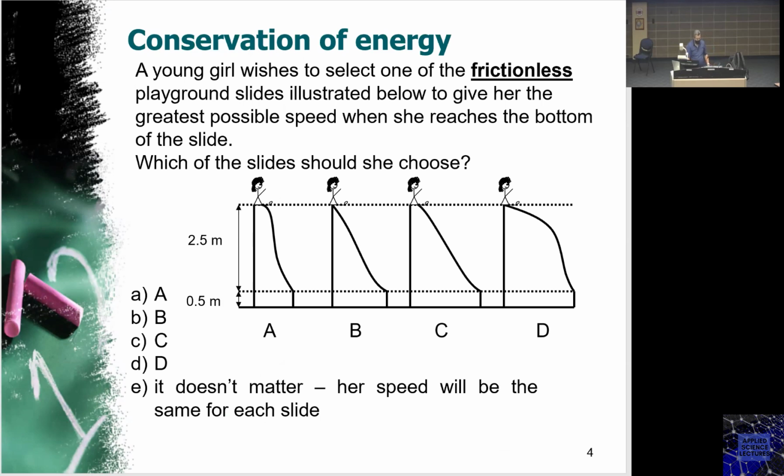In this example, a young girl wishes to select one of the frictionless playground slides illustrated below, to give her the greatest possible speed when she reaches the bottom of the slide. Which of the slides should she choose? Now, keep in mind that the conditions are the same for all the slides, which means she's starting from rest at the top of the slide. All the slides have the same height, 2.5 meter, and she would be reaching the same level at the bottom of the slide. So which one do you think would give her the greatest possible speed?